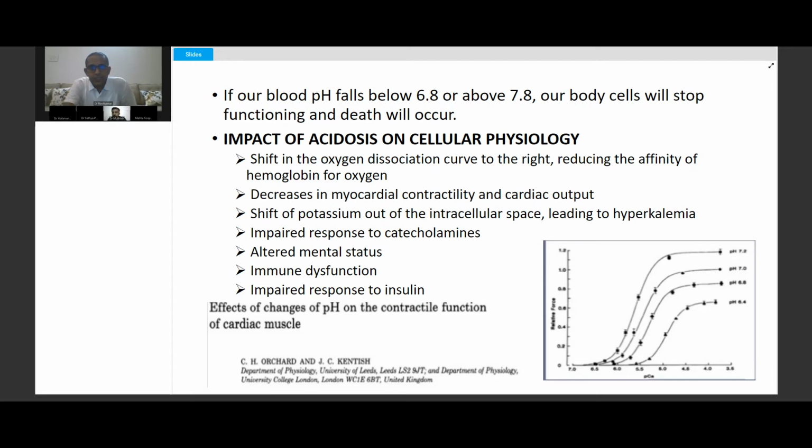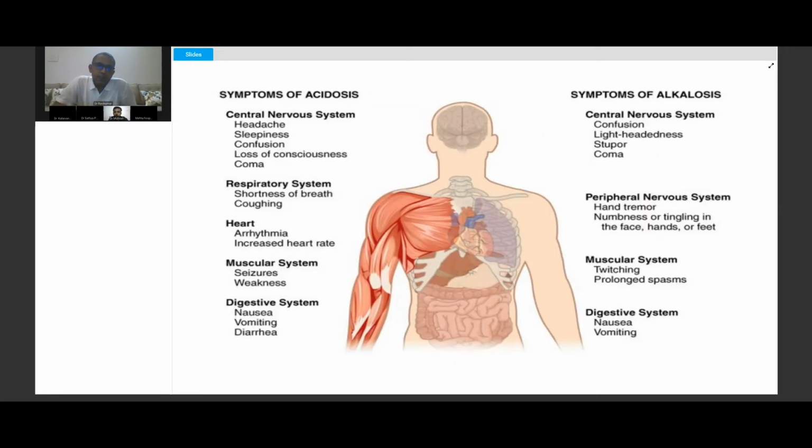What are the clinical features of acidosis? System-wise, in the central nervous system, it can cause headache, confusion, and loss of consciousness or coma. As a compensation for metabolic acidosis, the body responds by trying to remove the acid in the form of carbon dioxide, so you have tachypnea or silent tachypnea. In the heart, you may have myocardial dysfunction, arrhythmias, and you may feel tired and weak.